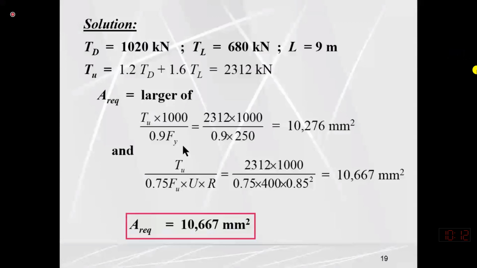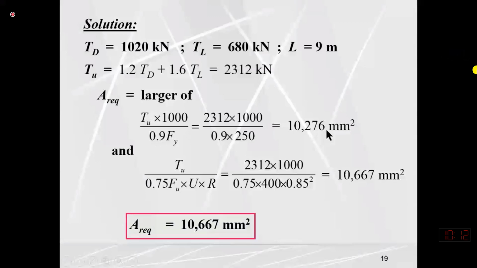By the yielding criterion, the area required will be equal to PU, the factor load, multiplied by 1000, because the factor load is given in kilonewton, so we need to convert it into Newton. 0.9 is the phi t value, or strength reduction factor, for yielding failure, and in yielding failure we are supposed to use Fy. So if we determine the area required from here, the area required is 10,276 millimeter square.